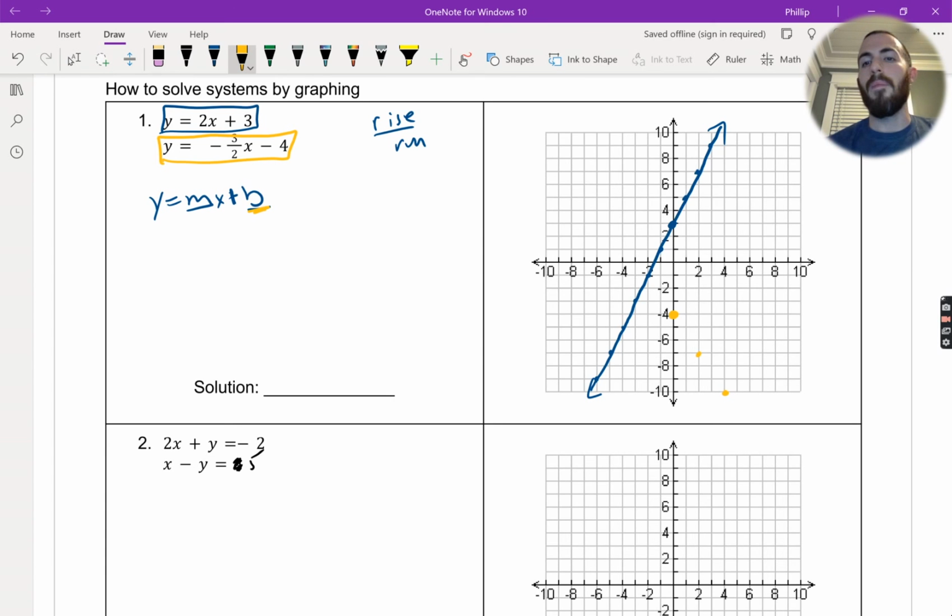Now because we got to get to that blue line, we're going to do the opposite. We're going to go up 3, left 2. And we see that they intersect right here. Where they intersect is going to be our solution. So it's going to be -2, -1.